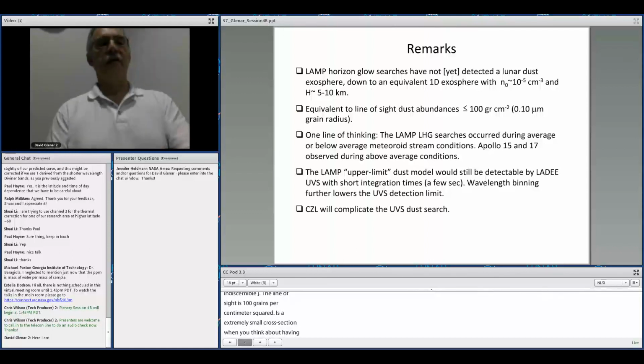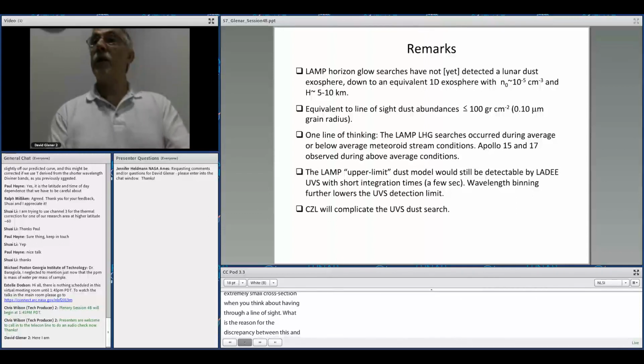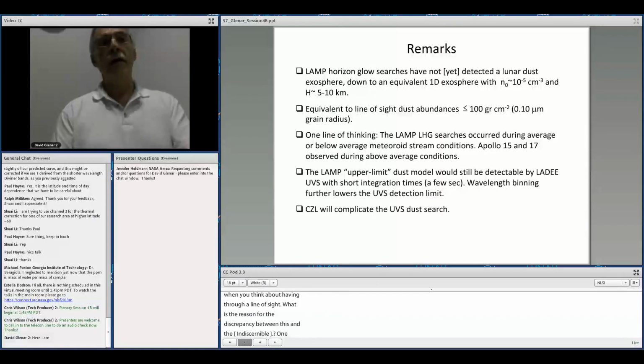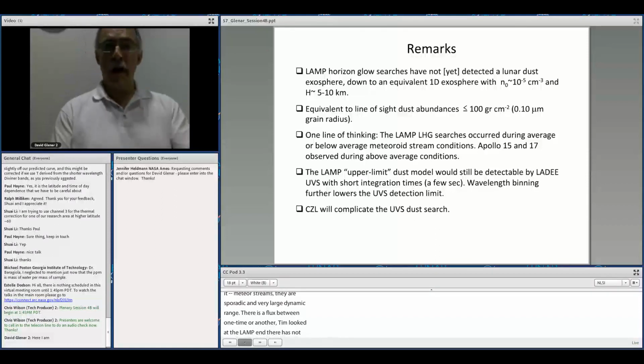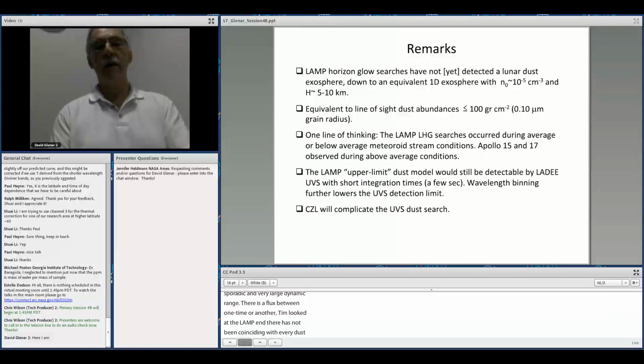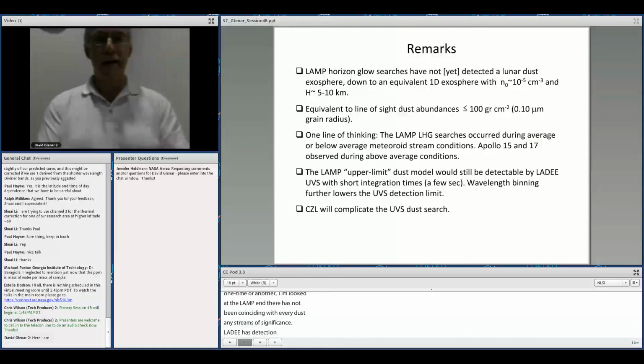What is the source? What is the reason for the discrepancy between this and the Apollo era? One possible explanation is meteoroid streams. They're sporadic, and there's a very large dynamic range in the meteoritic flux from one time to another. Tim has looked at the LAMP search dates. They have not coincided with any streams of any significance. Bottom line, LADEE UVS still has detection capability, but CZL is going to complicate that dust search almost certainly. Well, okay, thank you.